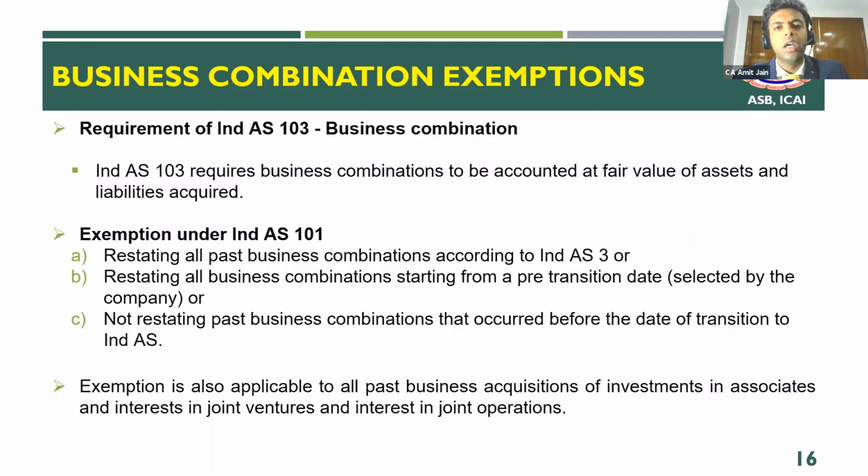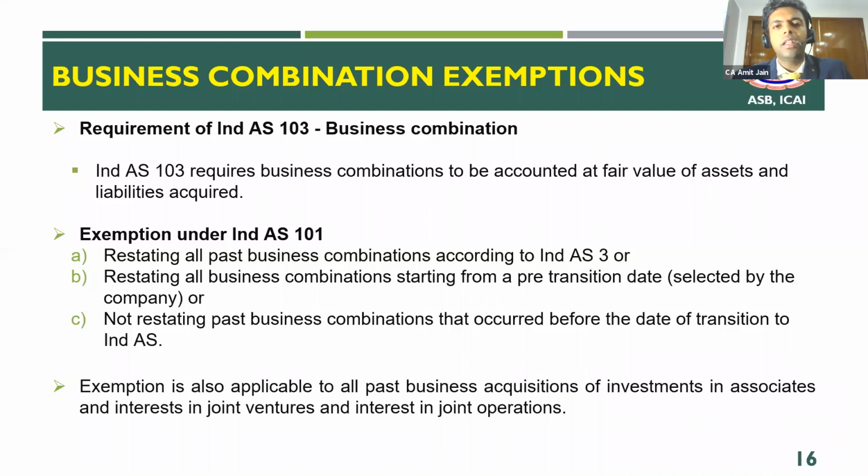The third scenario is restate from a particular date. So for example, if I am doing the transition, and my transition date of IND-AS is 1st April 2018, and if I adopt 1st April 2015 as a date from which I will do all the business combinations at fair value, that means prior to 1st April 2015, I will not apply IND-AS 103. But for all the combinations which have happened on or after 1st April 2015, I will apply IND-AS 103 retrospectively. So that means the choice has been given to the management to select a date, right?